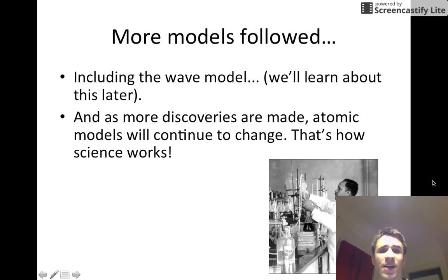Obviously, more models followed, guys, including one called the wave model that we'll learn about later. And just like any science, as science works, as more discoveries are made, atomic models will continue to change as more information comes around, right?